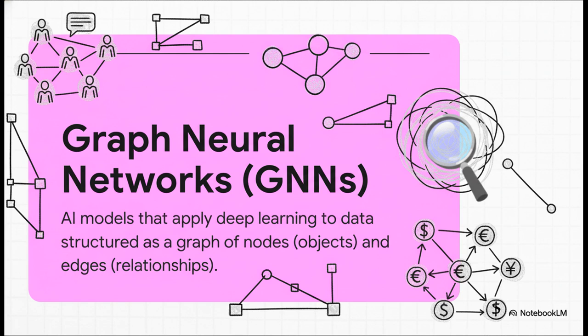These are AI models designed specifically to understand data that looks like a web, a graph of nodes, which are the objects, and edges, which are the relationships between them. Think about it. Your social media friends list, that's a graph. A map of every financial transaction in a bank, that's a graph. Even a molecule is just a graph of atoms and their bonds.